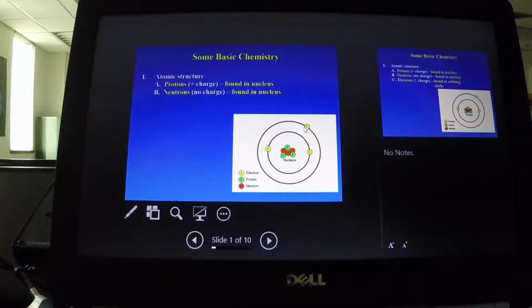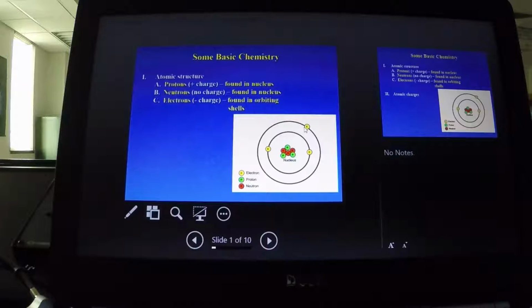Neutrons are also found in the nucleus. They're neutral, no charge. And then most atoms are surrounded by a number of electrons. Electrons are found in discrete orbits. Now, if you really get into chemistry, something that you can study in later classes, something called quantum mechanics, which I'm sure you've heard of.